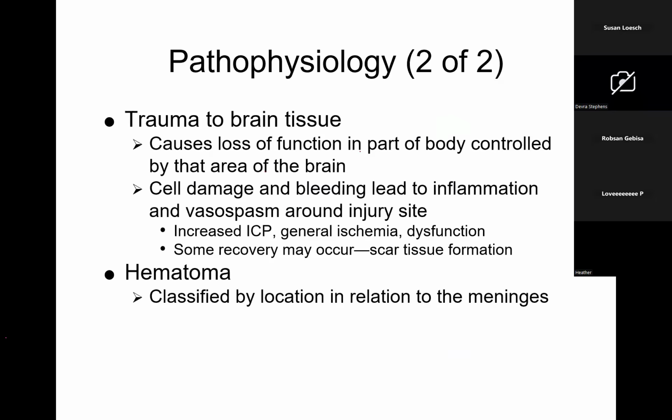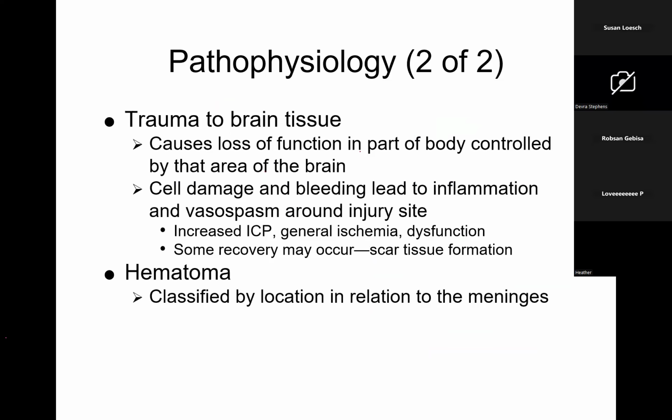So any trauma to the brain tissue can cause a loss of function in the area of the body associated with that brain tissue. Cell damage and bleeding cause inflammation. It can cause vasospasm to the vessels around the site of the injury. It can cause increased cranial pressure, ischemia, and dysfunction. The central area of damage will undergo necrosis and be replaced by either scar tissue or a cyst.